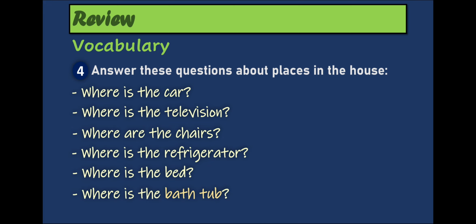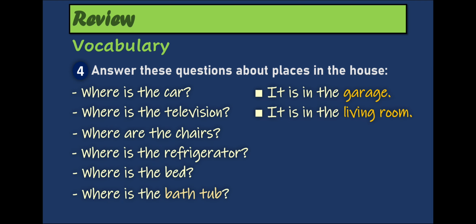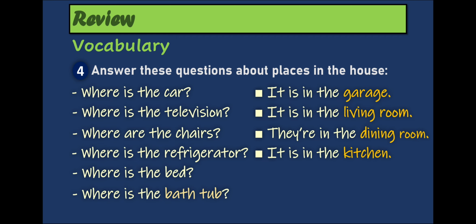Finished. Answers. Number one, it is in the garage. Where is the television? It is in the living room or sitting room or sitting area. Where are the chairs, plural? They are in the dining room or in the kitchen. Where is the refrigerator or the fridge? It is in the kitchen, or in the bedroom sometimes. Where is the bed? It is in the bedroom, of course.